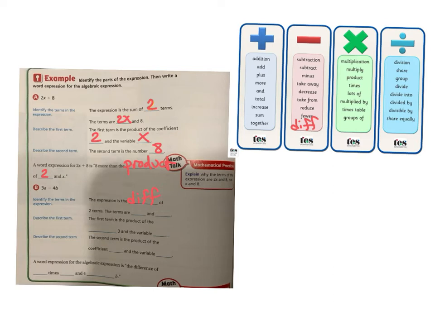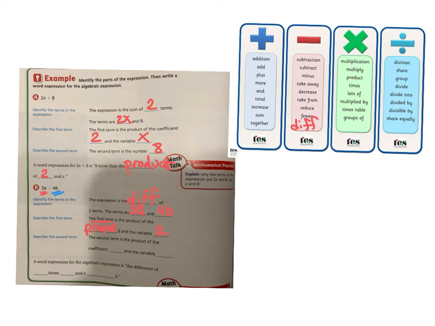Okay, the expression is a difference of two terms. The terms are 3a and 4b. I'm taking 4b away from 3a, right? The first term, 3a, is the product, because it's 3 multiplied by a, the product, multiplication, of 3 and the variable a. And the second term is the product of the coefficient.